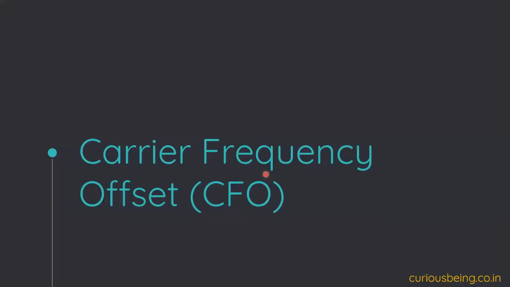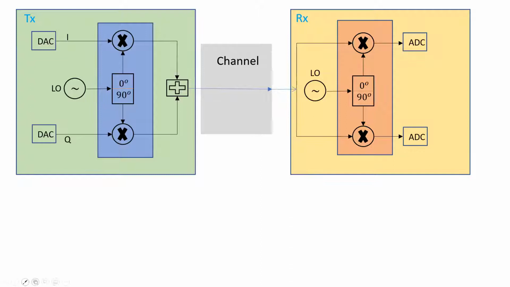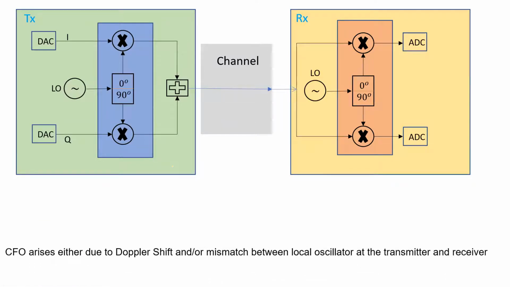Okay, so first, carrier frequency offset. As we already know, if the carrier frequency of these two LOs, let's say this LO is transmitting at FC, but this particular LO, instead of FC, is at FC plus delta F, then this delta F is actually the carrier frequency offset.